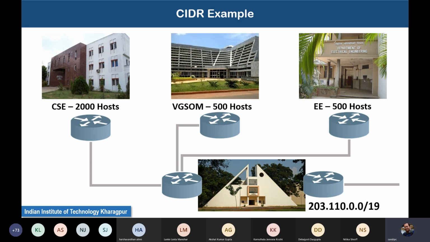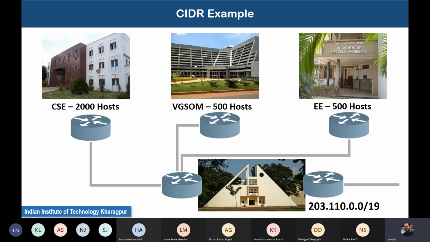For the CSE department, assume that it requires 2000 hosts. For VGSUM, assume that it requires 500 hosts, and for E, it requires 500 hosts. For the students from the other departments, do not get angry with me because I have put fewer hosts in other departments or not mentioned all the departments. This is just a hypothetical example. So you need to divide that. The question comes: how are you going to do it? This is a very interesting example.